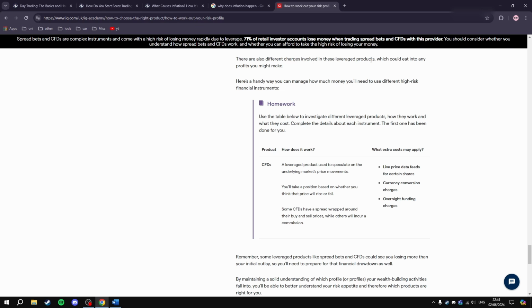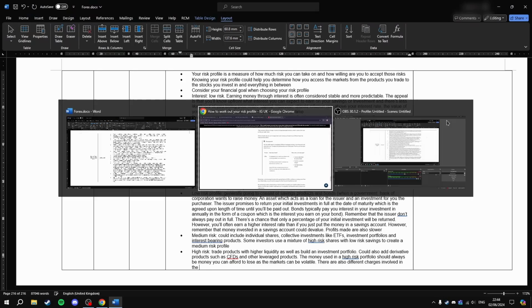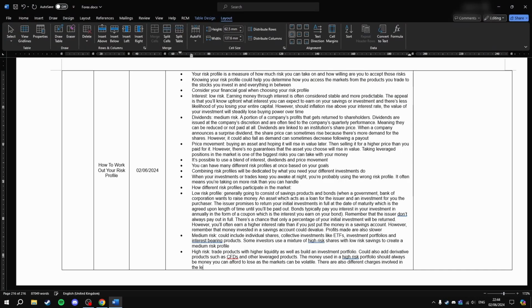There are also different charges involved in these leveraged products, which may eat into any profits you make.